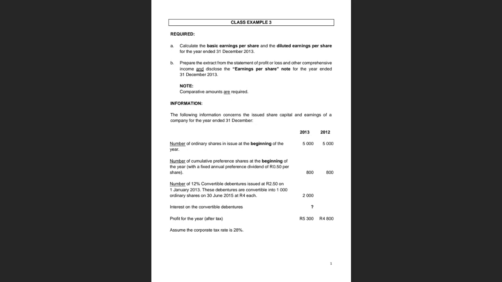Okay, so if we have a look at the information, the first part of the information reads, the following information concerns the issued share capital and earnings for a company for the year ended 31 December. So we know the year end is 31 December. We also know that the information that we're going to look at is going to be somewhat rands, right? Because it says earnings there. So there's going to be rands, but there's also going to be amounts that are not rands. They are number of shares. So we want to just have a look at that and remember that while we're reading.